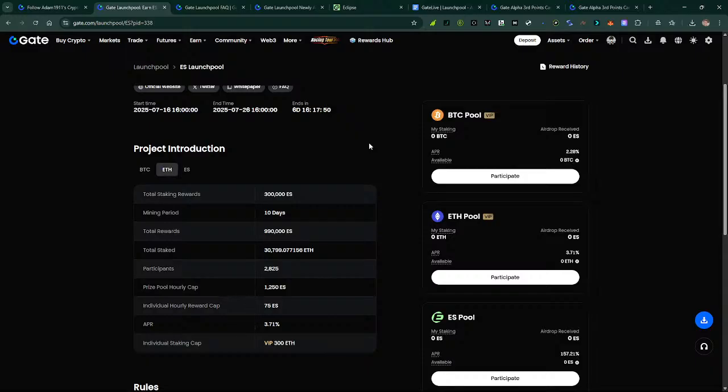Over time, and the next thing you have is the individual hourly reward cap.